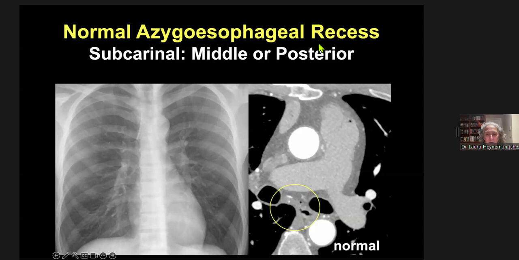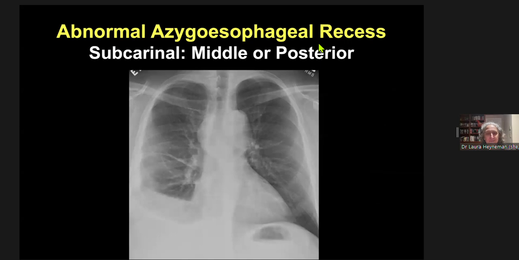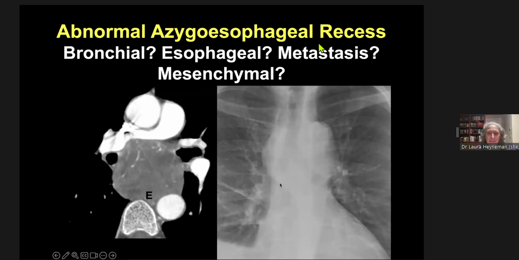And because it's in the subcarinal region, you can have a convexity as a result of a middle mediastinal lesion affecting the airways, affecting the carina, or you can have an abnormality of the posterior mediastinum causing a convexity. So a convexity of the azygoesophageal recess in the subcarinal region tells me that there's either a middle or a posterior mediastinal lesion.